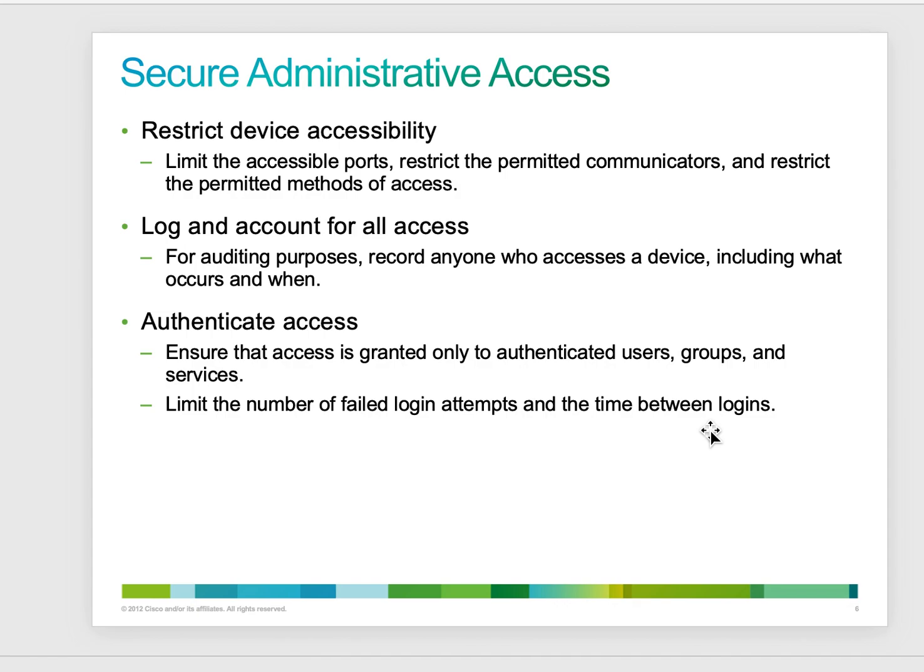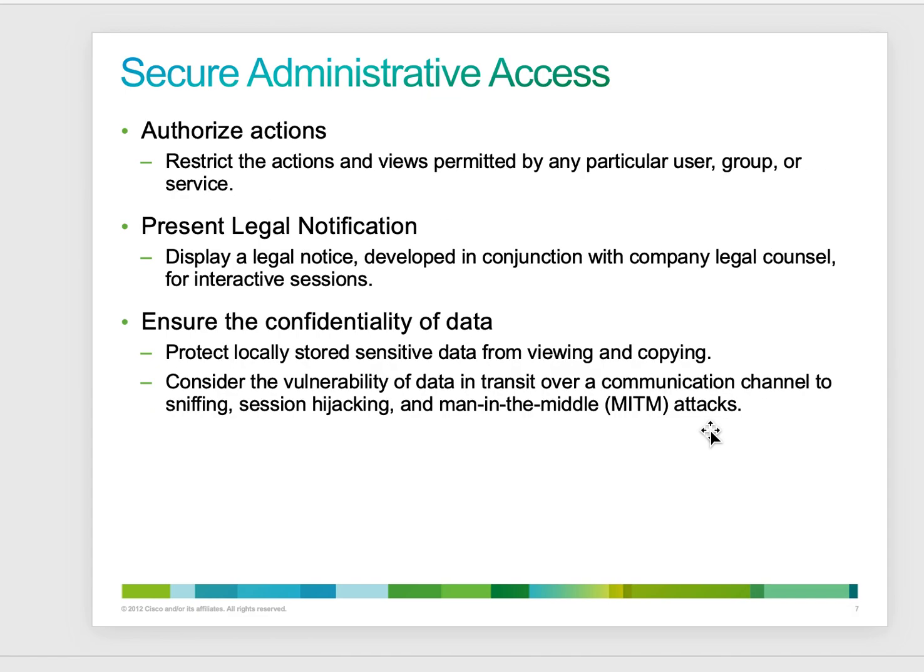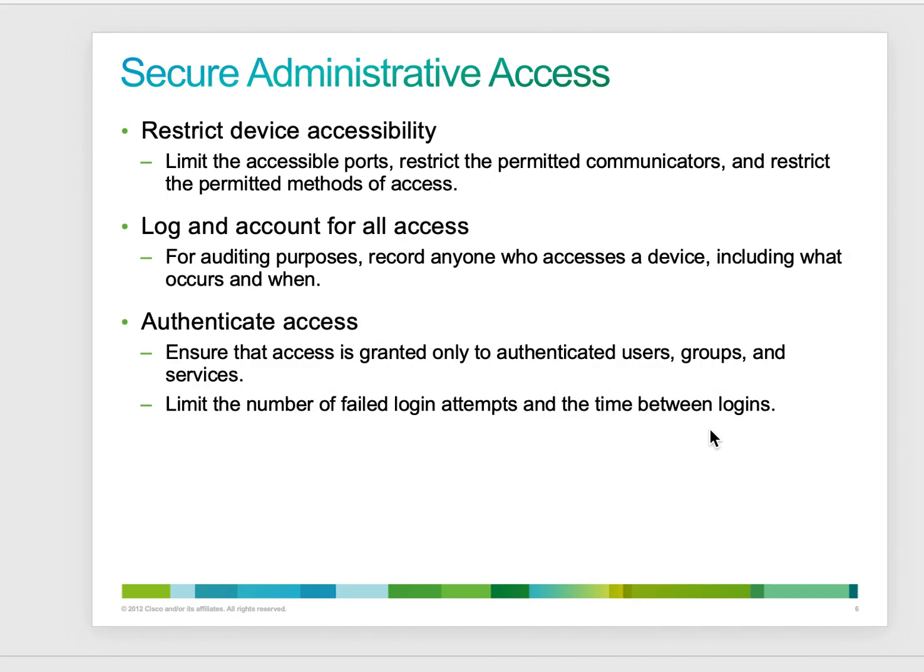Number one is to restrict device accessibility. The device itself, you restrict their accessibility. Another way is to log and account for all the access, and another way is to authenticate the access. Another way is to authorize action, to carry out an authorized action. Another way is to present legal notification, and another way is to ensure confidentiality of data. Now let's take a look at them one after the other. The first one is restrict device accessibility, one of the ways of securing administrative access.